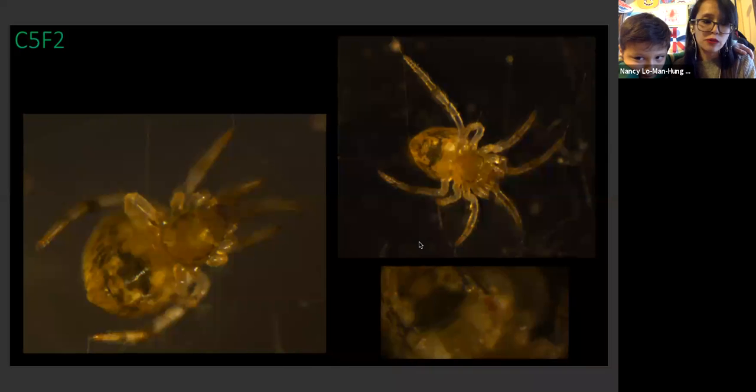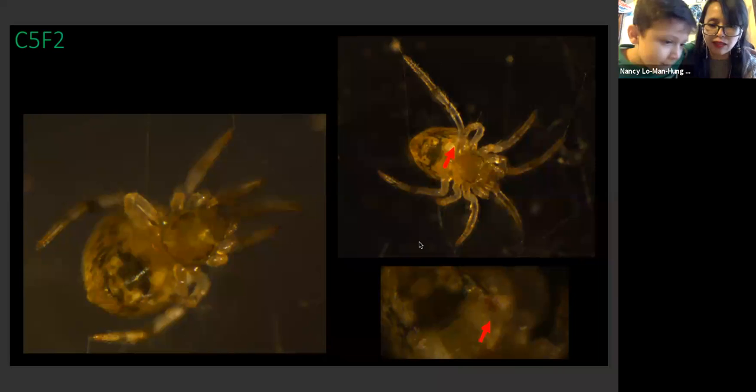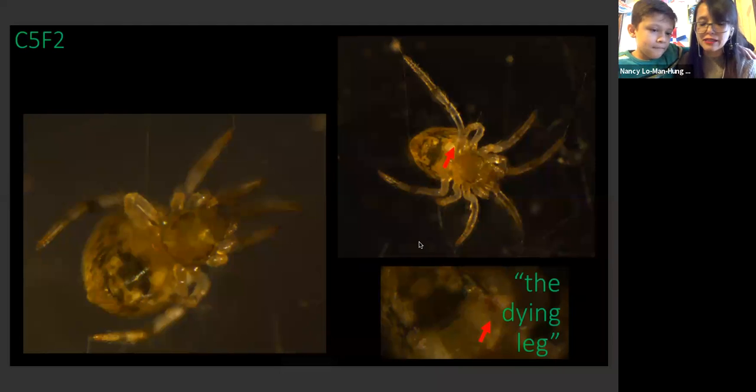At the second molt of the post-embryo stage, we observed that several spiders had their leg regressed, looking like the leg starts to dry and die. Here, for example, it's just the remainder of the coxal segment. And here we still have some of the segments, but the leg is drying. I call this process the dying leg.